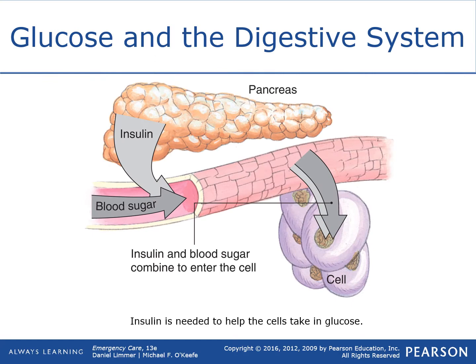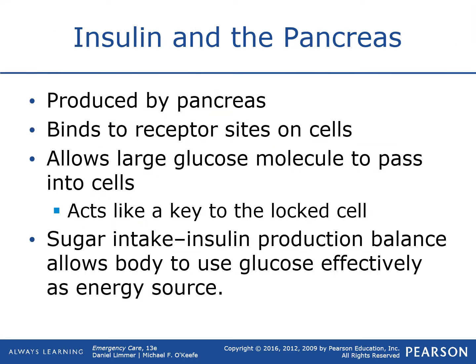So insulin is produced by the pancreas. It then enters the bloodstream, it combines with blood sugar, and then it goes into the cell. So that's a little diagram of how that happens. I like to think of it as the cell is a locked door, and you need a key to let the glucose in. So insulin acts as the key to open up the door into the cell. So without that key, you can't get into the cell.